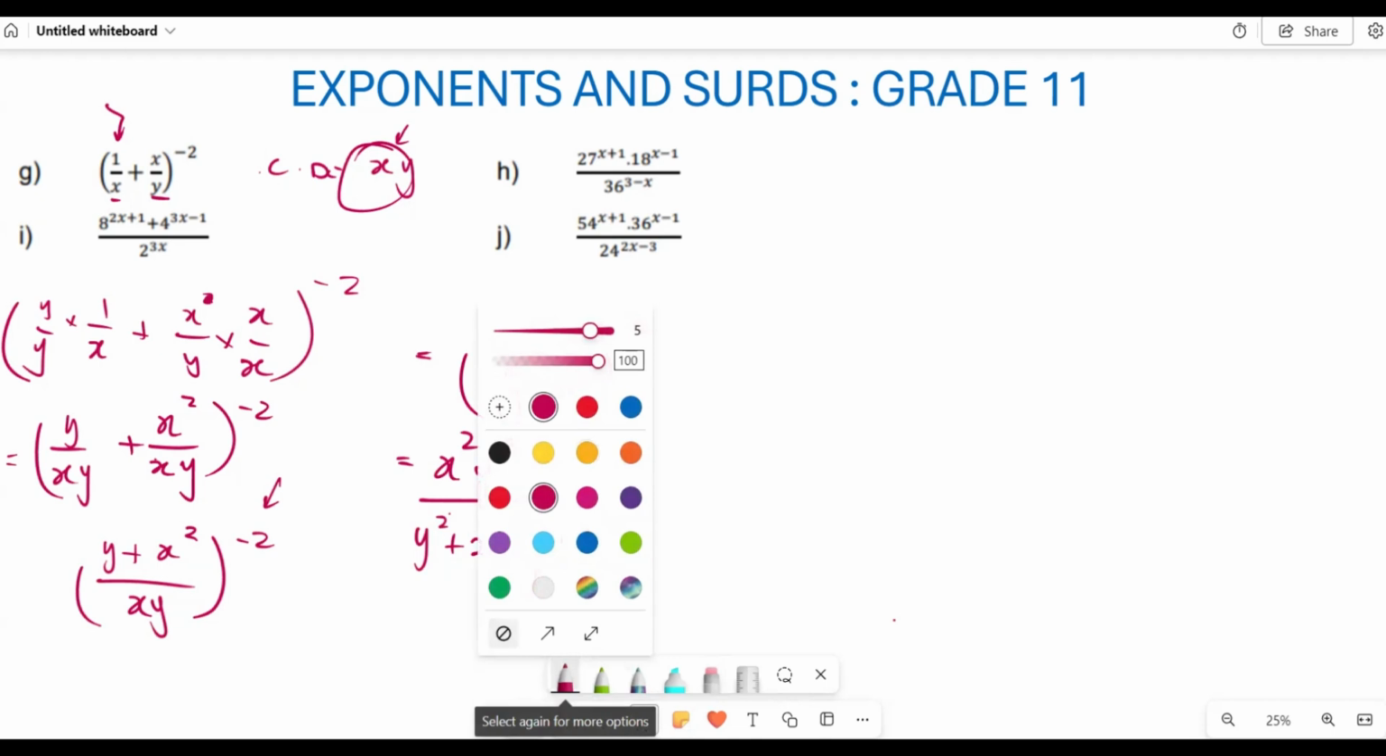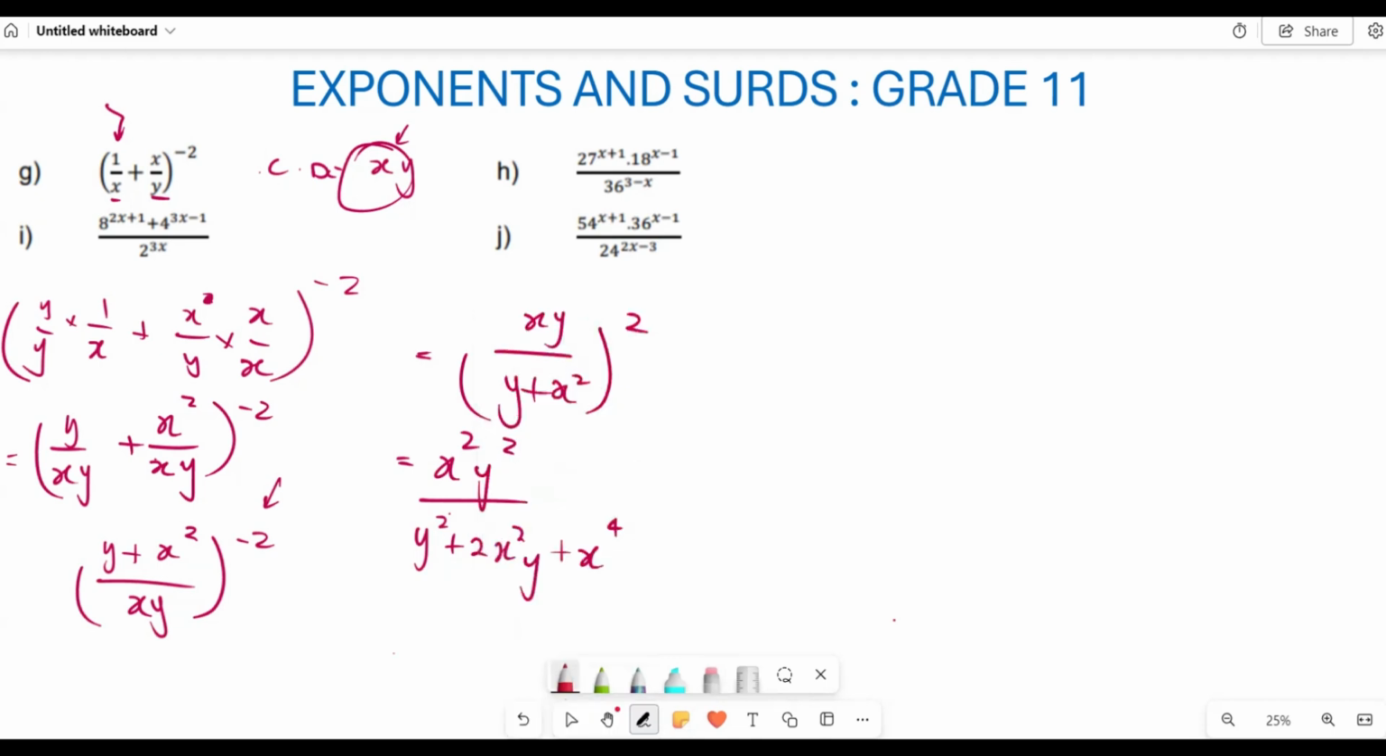And now from here, what else are we going to do? Now let's look at our number. It's G, this is H. Let's look at our number H. What is it that you're going to do from here? So here we are going to start here. Now look, you have 27^(x+1).